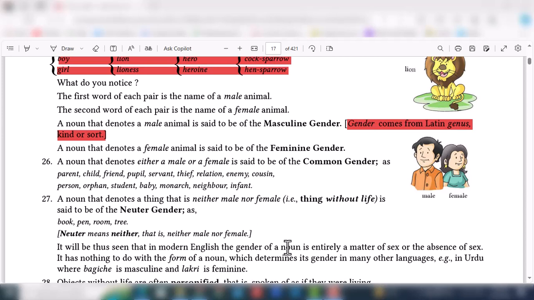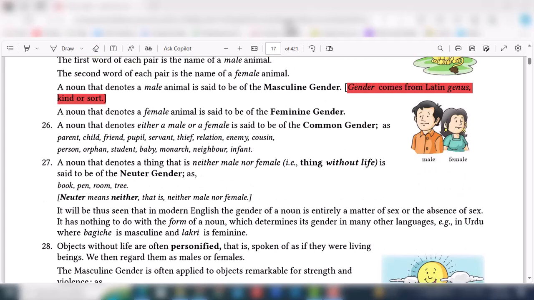So it will thus be seen that in modern English, the gender of a noun is entirely a matter of fact, that is, of sex. It has nothing to do with the form of the noun, which determines gender in many other languages such as Urdu. In Urdu we have kitab and copy, and we can say they are neuter genders in Urdu, as in other languages.